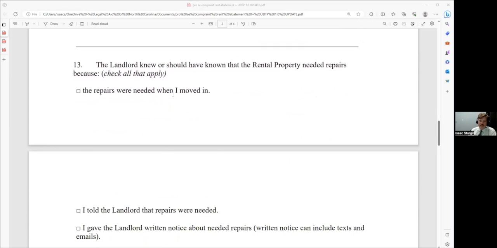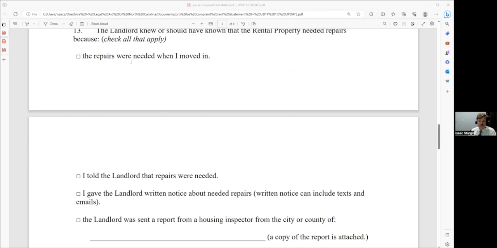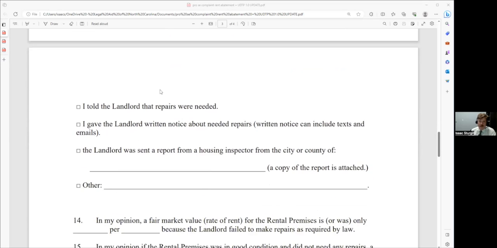Going on to the next section. So that's just establishing what the bad conditions were. The next section talks about how the tenant gave the landlord notice about the problems. Because for the landlord to be found liable, the tenant does need to show that the landlord was on notice that these bad issues existed. So there's a few. One, the repairs were needed when I moved in. If they've existed there the entire time you've been there, it's assumed that the landlord knew about them, because they were in possession of the property before they gave the keys over to the tenant.